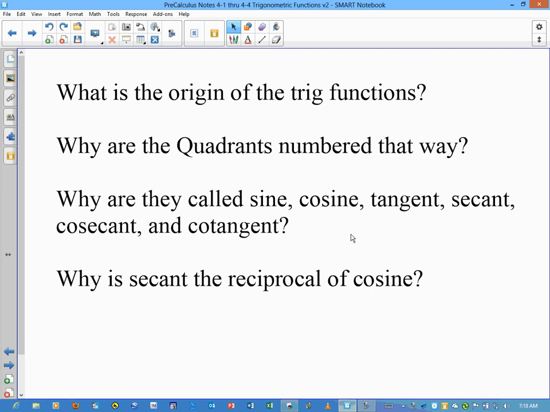What do the words actually mean? And why was secant the reciprocal of cosine? It seemed to me if tangent and cotangent were reciprocals, then why wouldn't sine and cosine be reciprocals? But we'll see the answer to all these questions and more. But we're going to do it by building on what we already know from geometry.